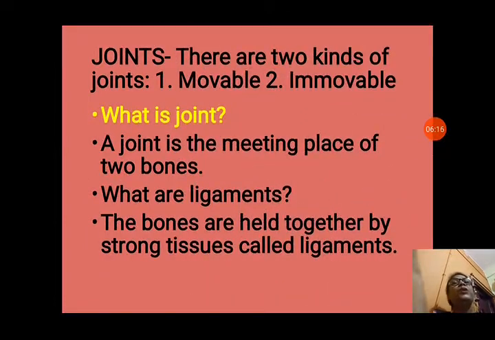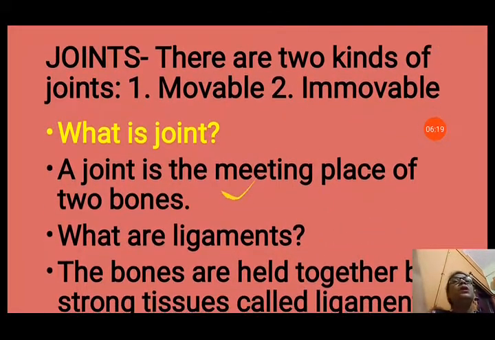Now next, joints. Now we will see about the joints. There are 2 kinds of joints, movable and immovable. So first we should know what a joint is. A joint is the meeting place of 2 bones. Where 2 bones are meeting, that place is known as a joint.